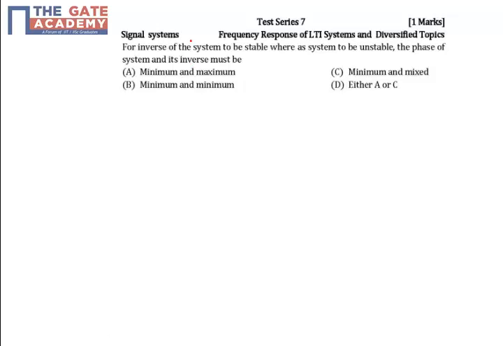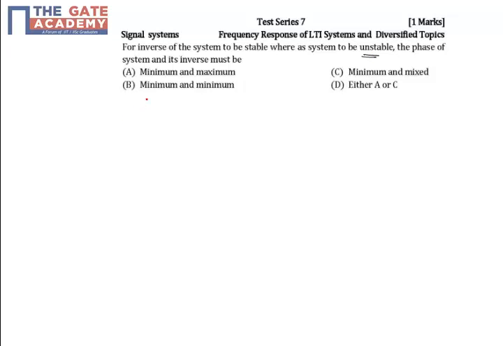In the given problem, it is given that the inverse of the system is stable, whereas the system is unstable. That means the given system is unstable but the inverse of the system is stable. Then he is asking what the phase of the system and its inverse must be.